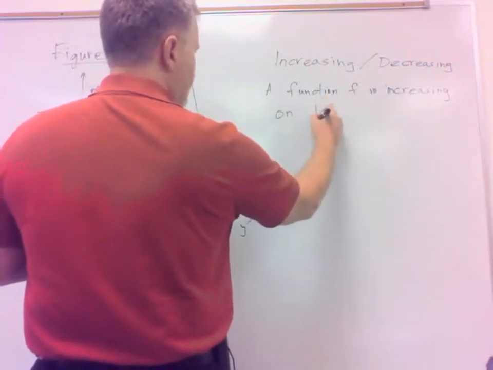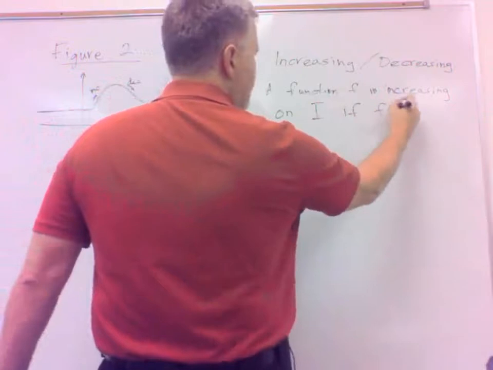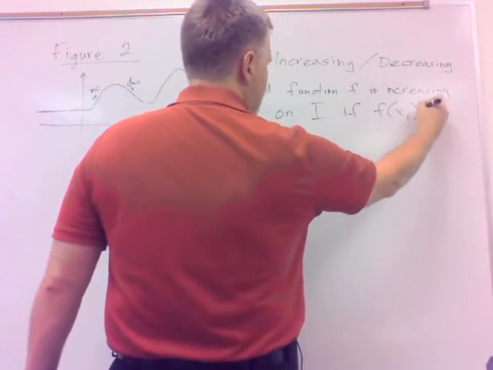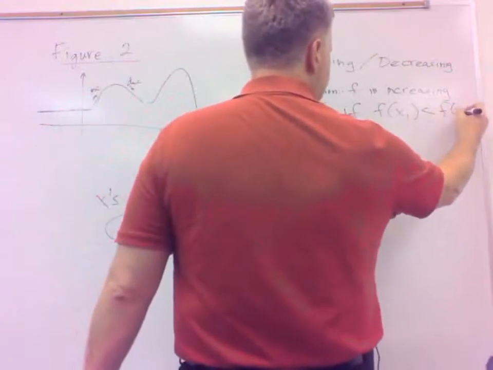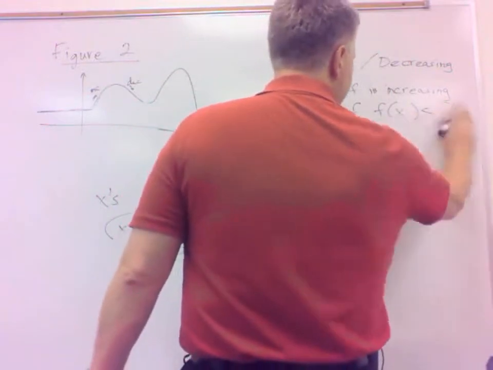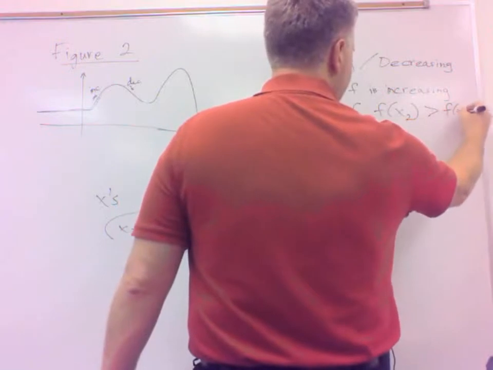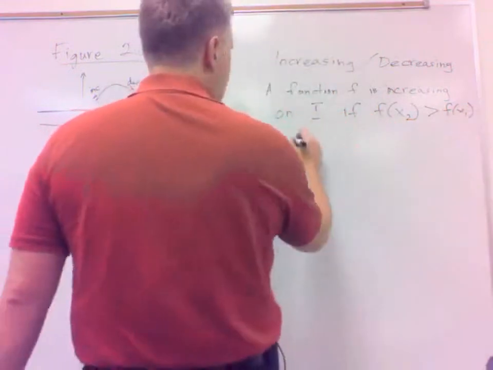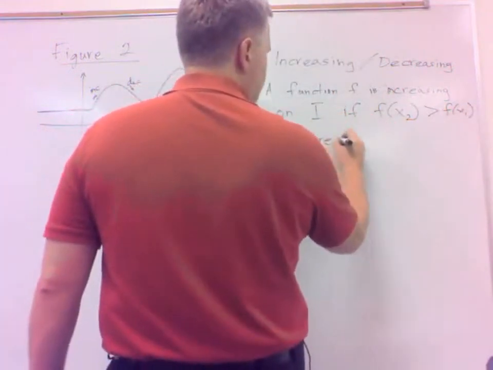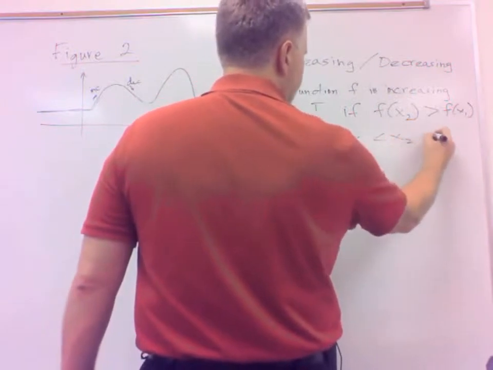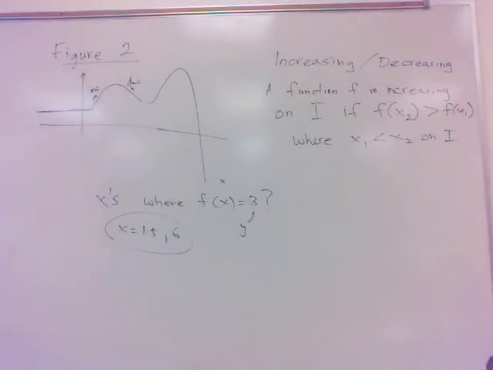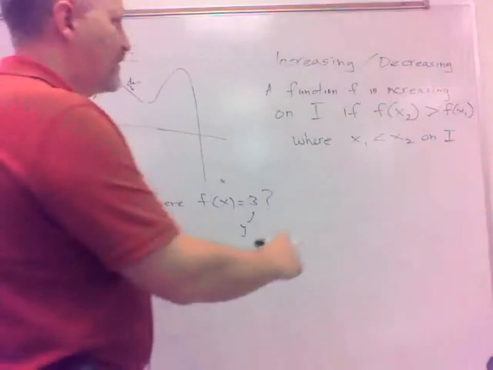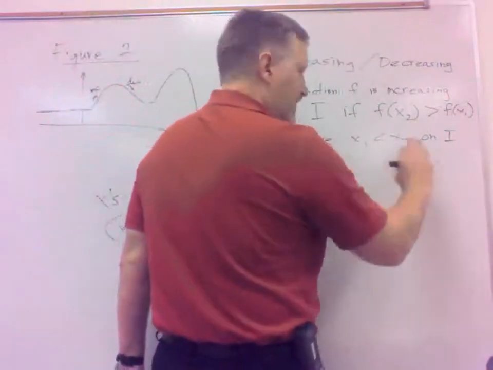on an interval I if f(x1) is less than f(x2). Let's put it this way: f(x2) is greater than f(x1), where x1 is less than x2 on I. I said the picture's probably easier to understand than the words here, but this is what it means. When you're going left to right, that's what this means.